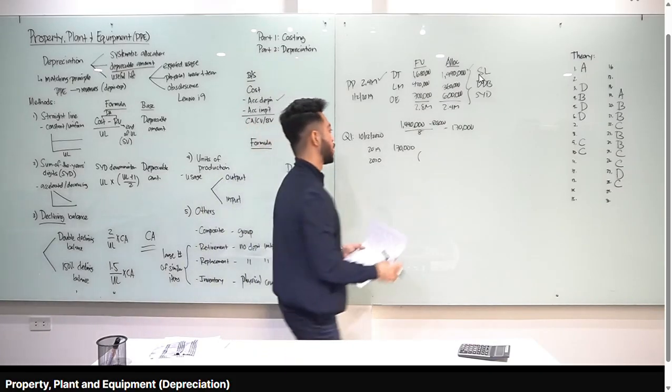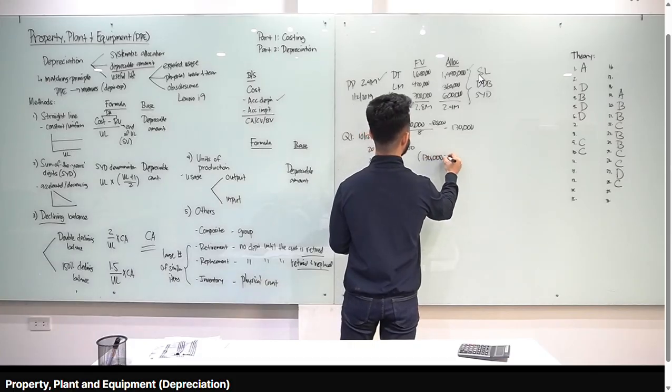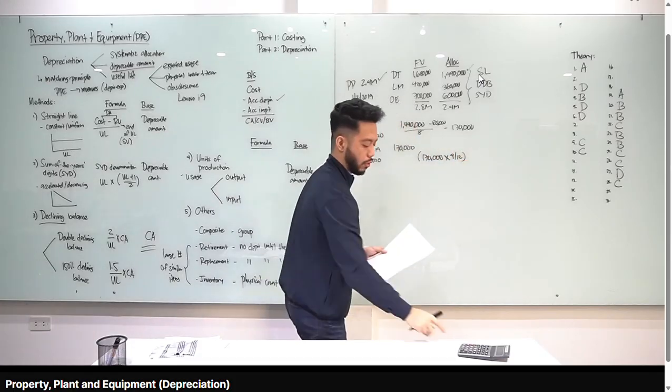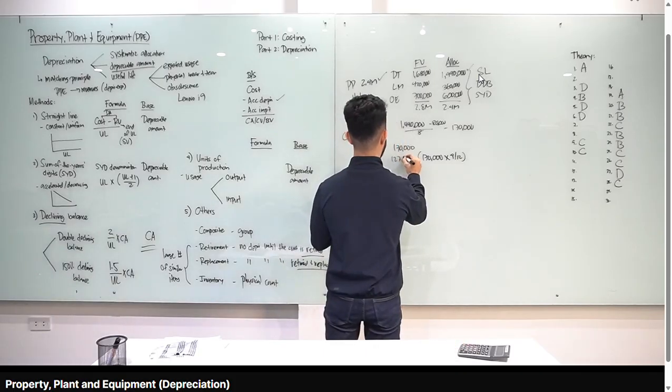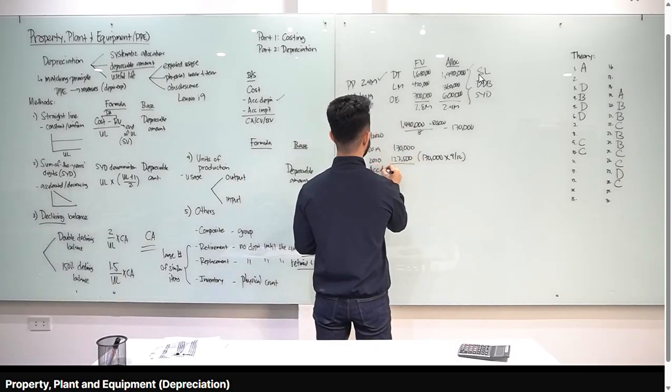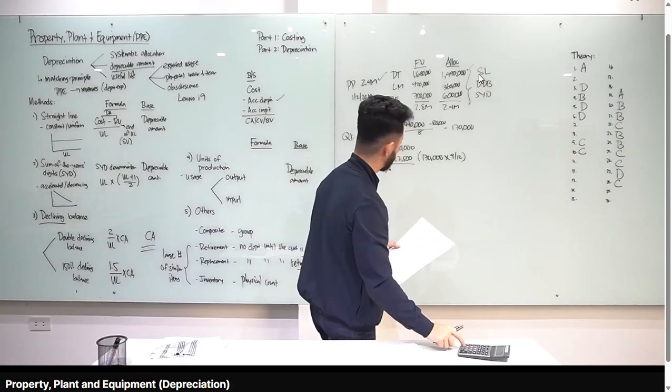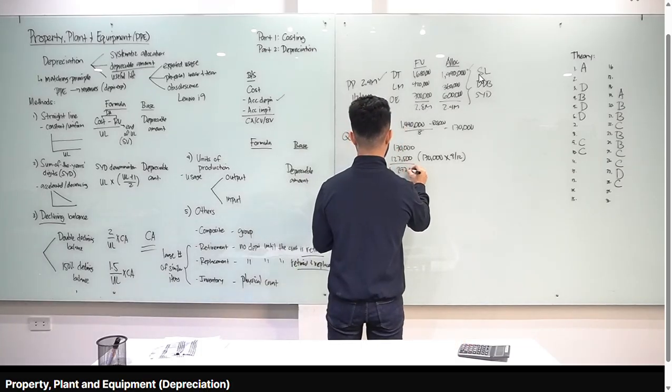January to September. So, gagawin ko dyan, class, 170,000 is for the whole year. Multiply ko by 9 over 12 para makuha ko yung 9 months. 170,000 times 9 over 12, 127,500. Tama ba class? Ito na yung accumulated depreciation natin. 170,000 plus 127,500 or 297,500.